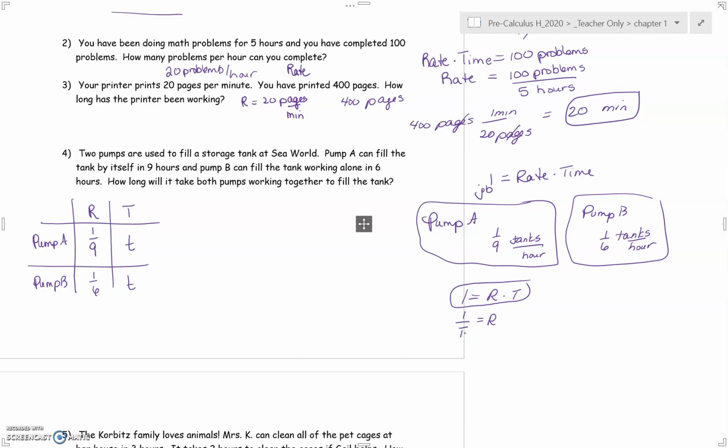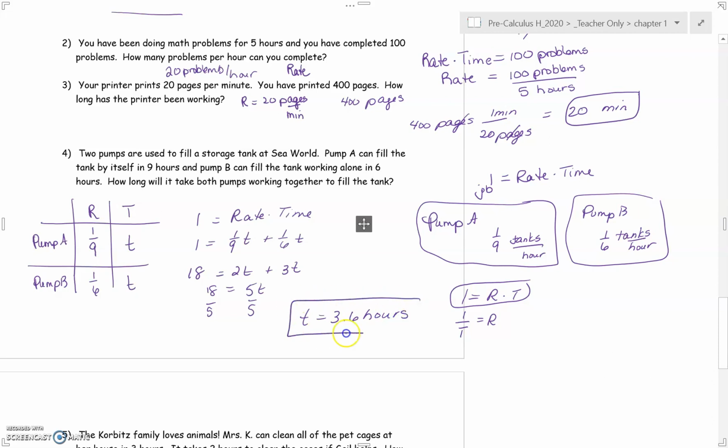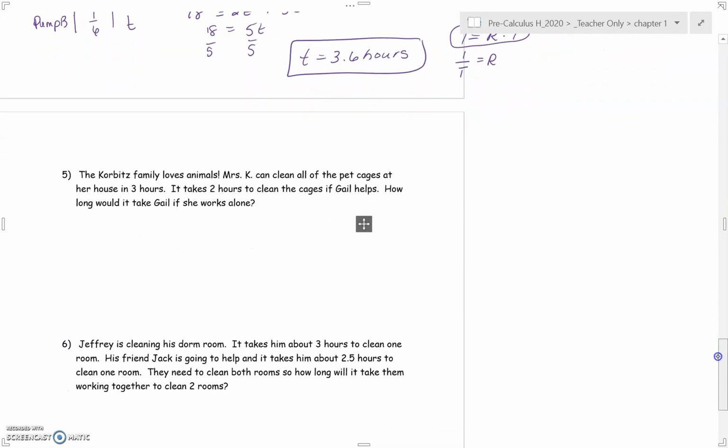Notice we don't know how long it takes. So now we're going to say one job equals rate times time. So they're working together. So 1/9 T plus 1/6 T. So Pump A plus Pump B. Now, to solve this, I would probably multiply both sides of the equation by 18 so that we can eliminate the fractions. 18 divided by 5, you end up with 3.6 hours if they're working together. Okay, so let's go ahead and try the next problem.